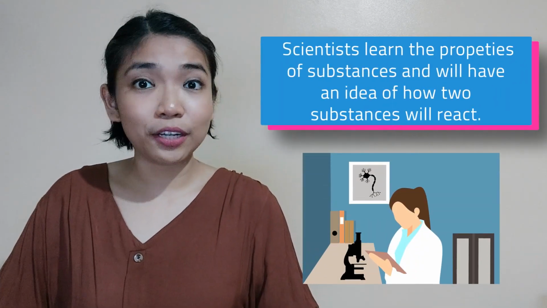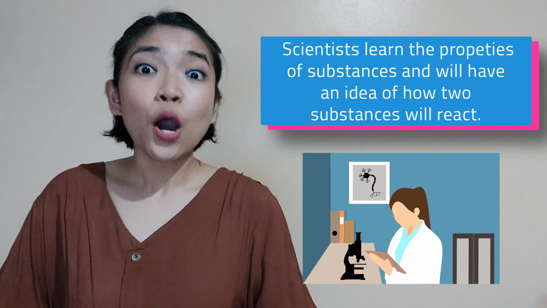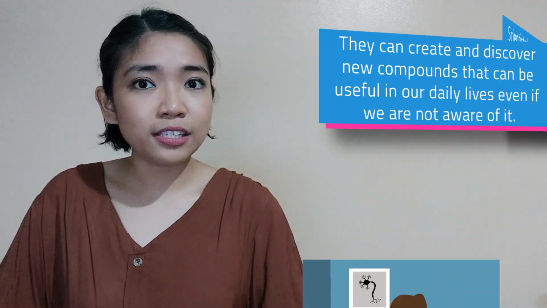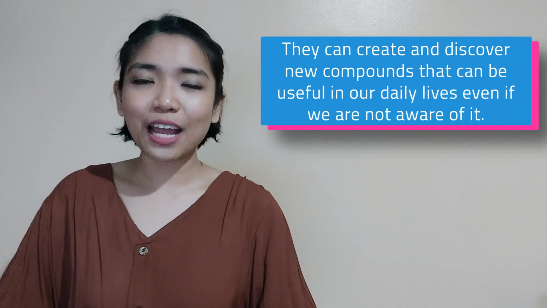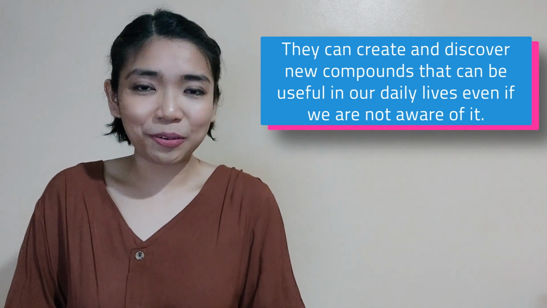Through chemical bonds, scientists learn the properties of substances and will have an idea of how two substances will react. Thus, they can create and discover new compounds that can be useful in our daily lives, even if we are not aware of it. Now, can you guess the type of chemical bond that exists on some of the real-life objects that we encounter almost every day?